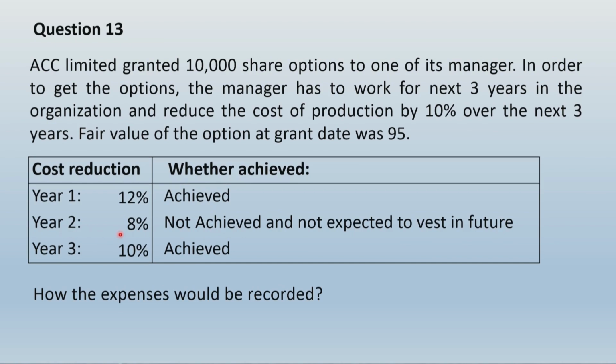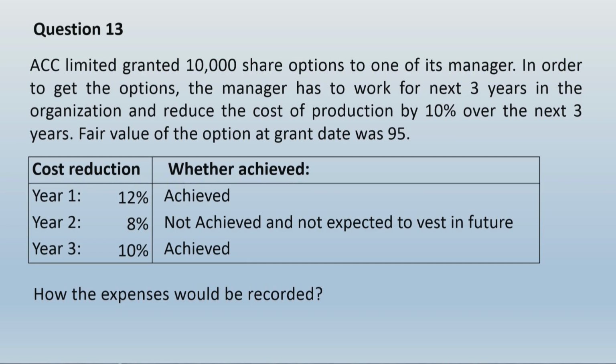Why? Because at the end of the second year, neither is the cost reduction target achieved, nor is it expected that it will vest in future. That means the share based payment will not be vesting in the future. If this is the criteria, whatever share based payment reserve you have created, obviously you will have to reverse it at the end of the second year. However, by the end of the third year, when the target is achieved, you will again create the share based payment reserve, whatever amount is required.